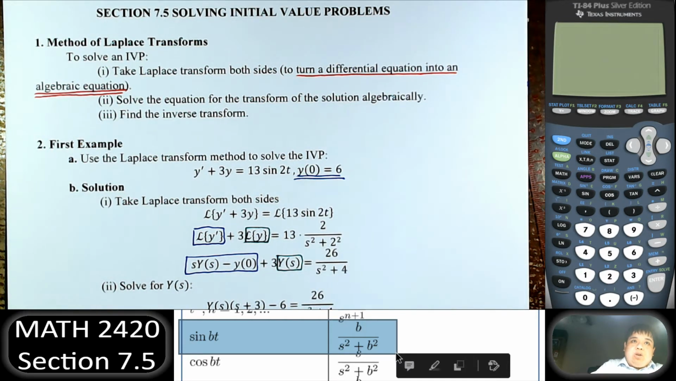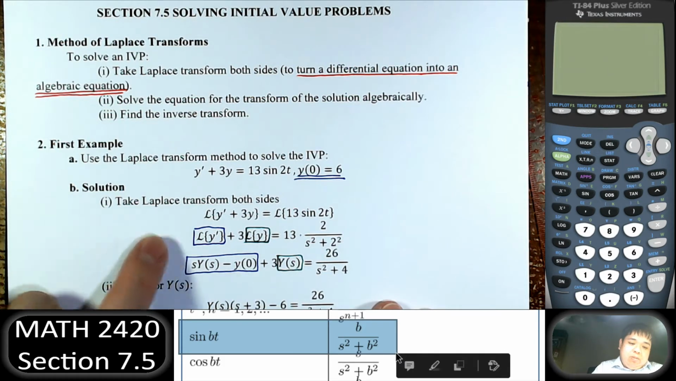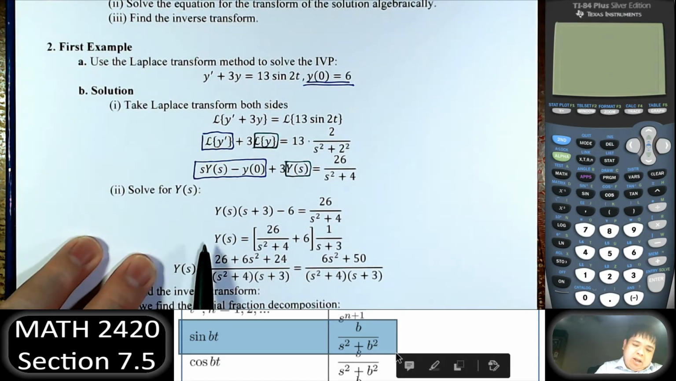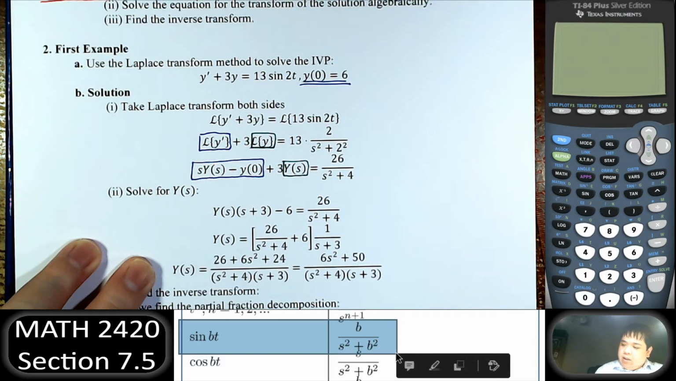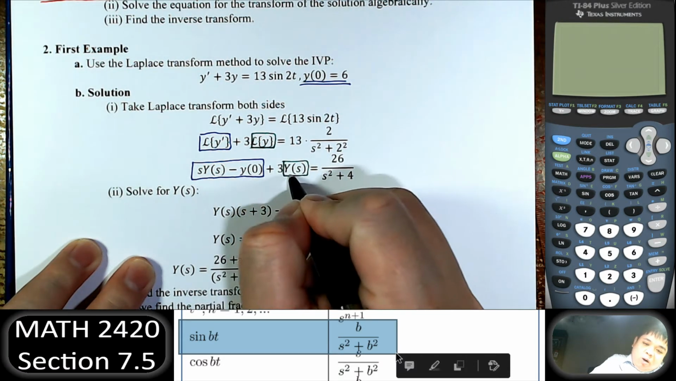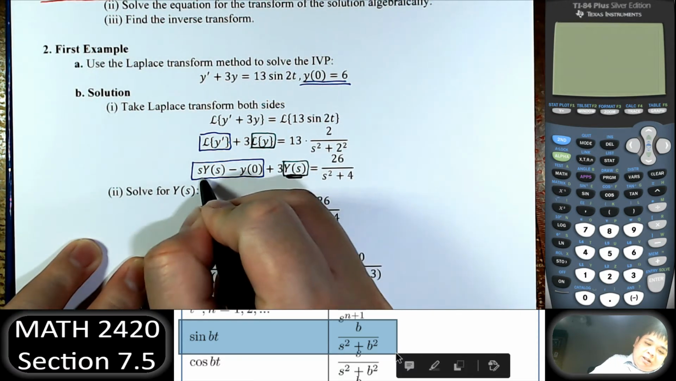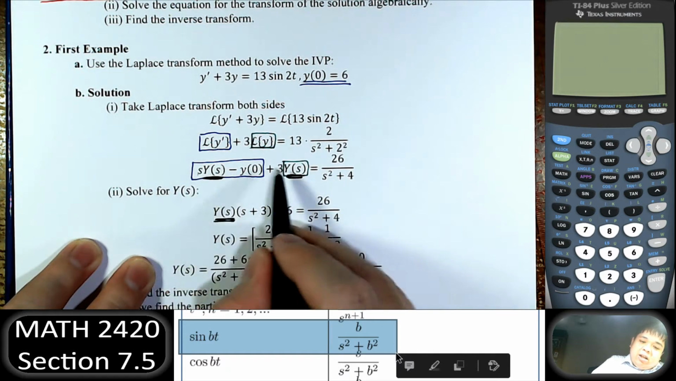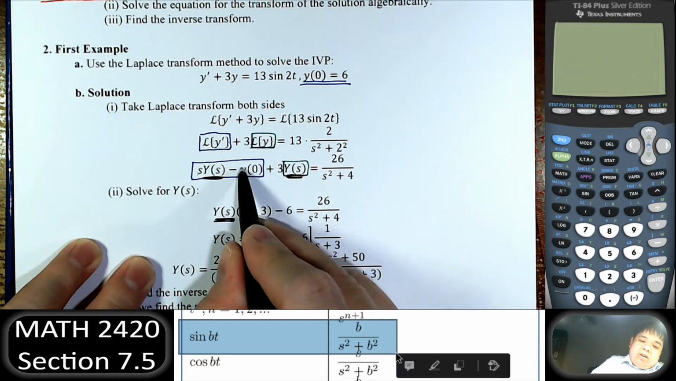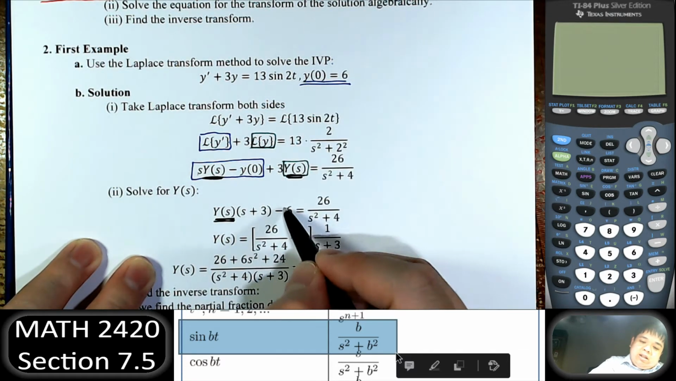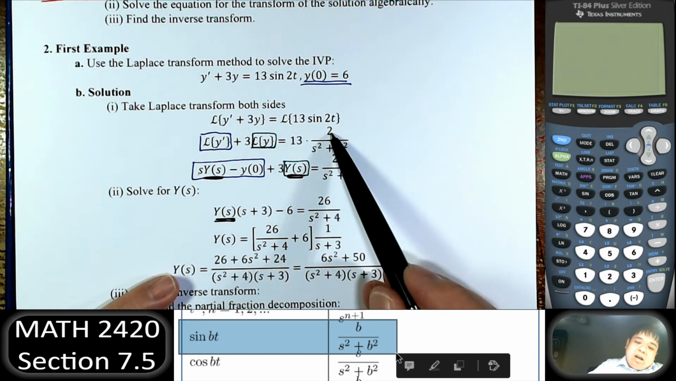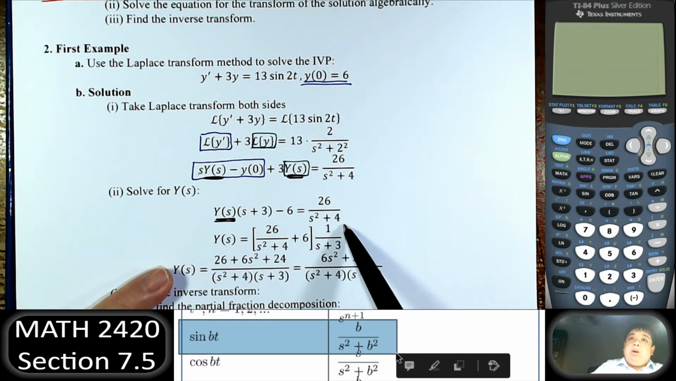So from the equation, we do the Laplace transform and we turn this into an equation. Now, both of these have y of s, so we factor it out. So we have s plus 3 times y of s, and y of 0 is 6, so that's why we have that on the left hand side. On the right hand side, 13 times 2, that's 26 over s squared plus 4.